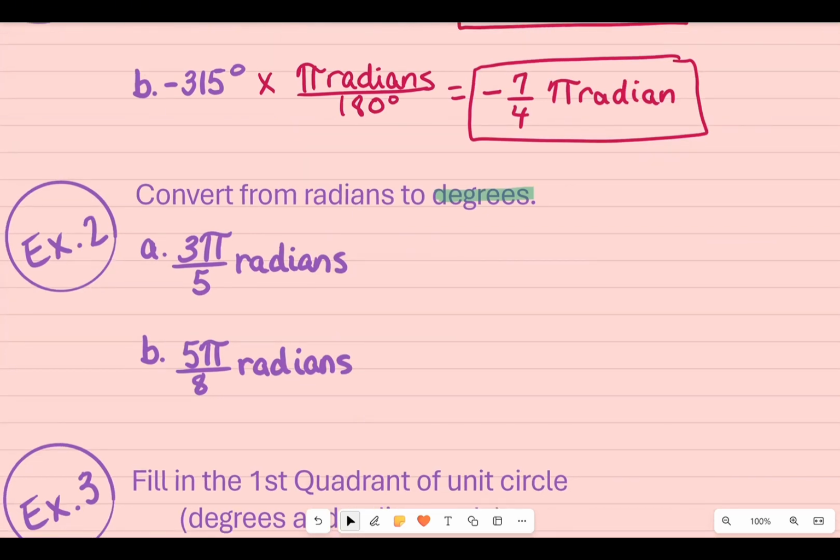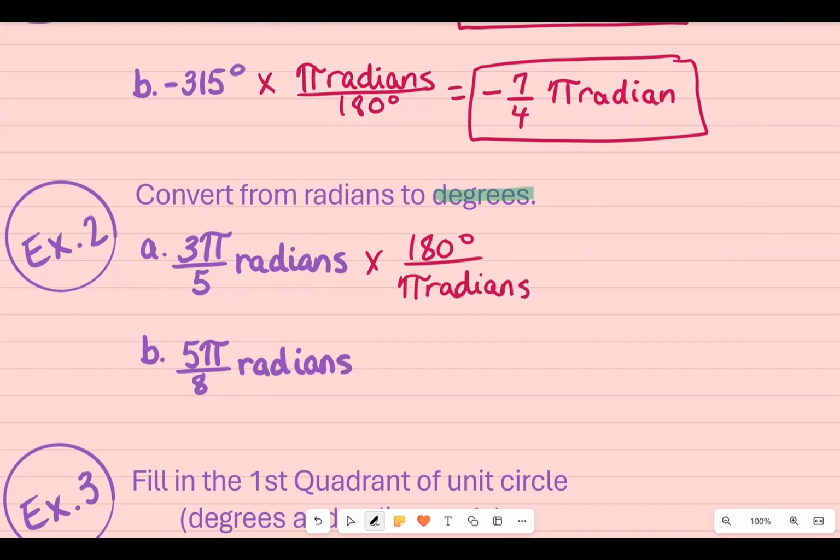And notice how I wrote that. You can either write it like this, or you can write it the way we just wrote it in our answer above in example 1. Either way, I'm going to multiply times 180 degrees because wherever I'm trying to go, that's what's going to be in my numerator. And what I started with, that's what's going to be in my denominator, which is pi radians.